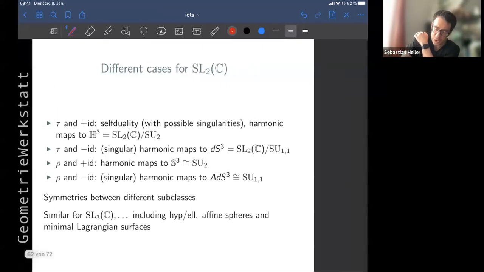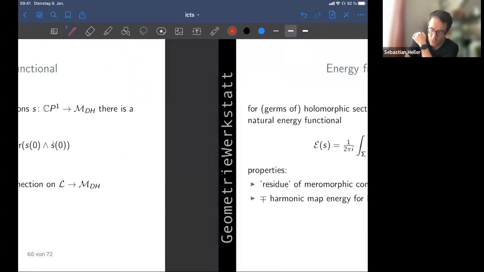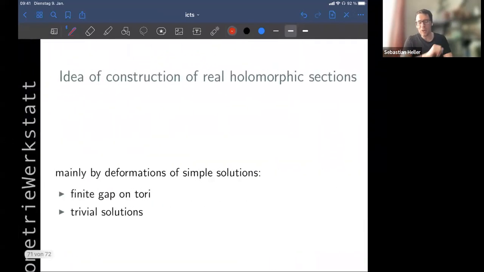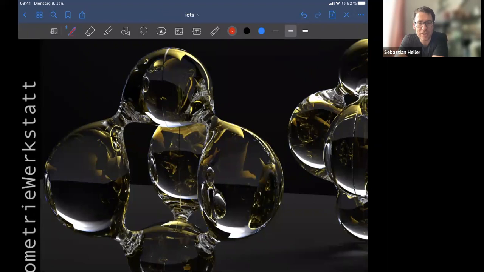And I guess I should stop now. Sorry, I would like to stop with a nice picture. So these are basically showing surfaces in the 3-sphere which are related to harmonic maps into the 3-sphere, and they come from sections again in these Deligne-Hitchin moduli spaces.